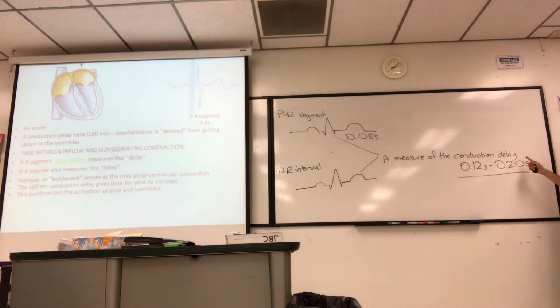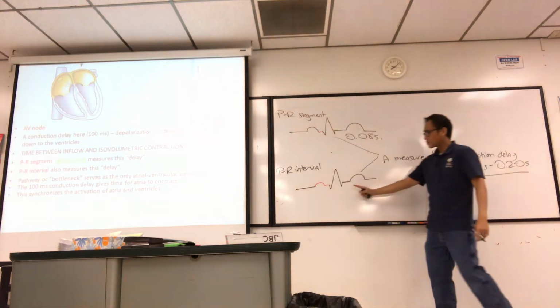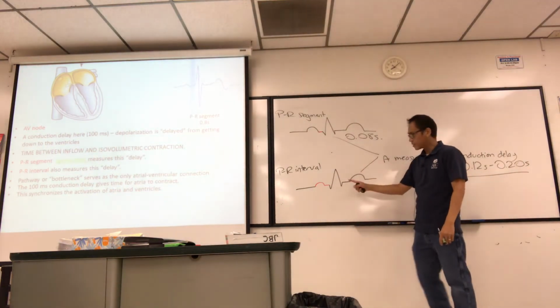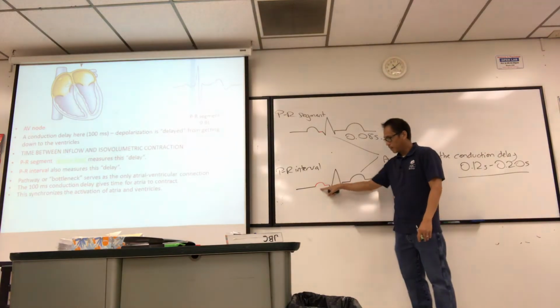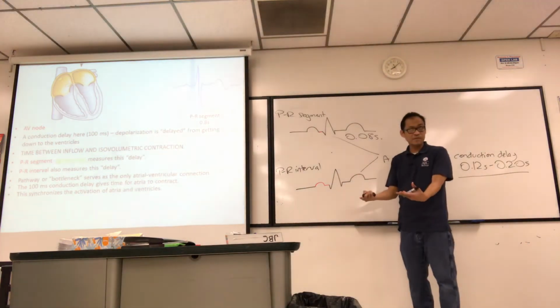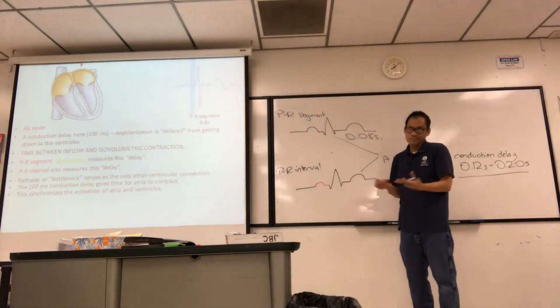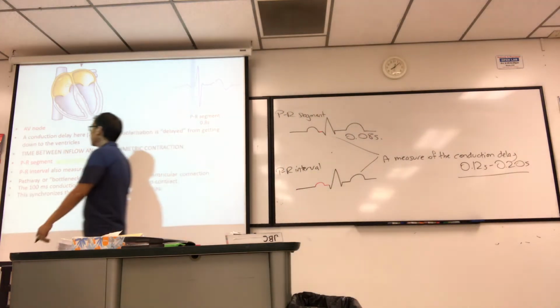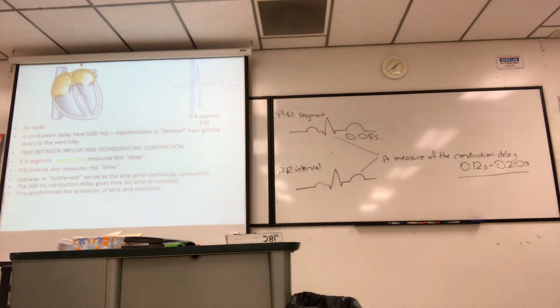But both measure the delay because the big spike is the ventricular depolarization. So by measuring the time before the big spike, you're measuring the delay of the signal getting down to the ventricles. That's how you think of it. So the delay is 0.1 seconds, and we have the average times for you there.